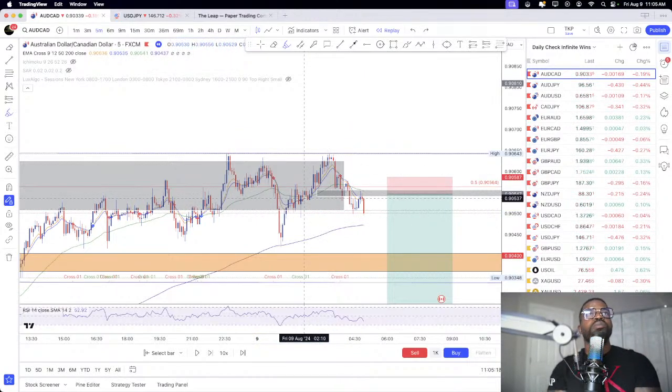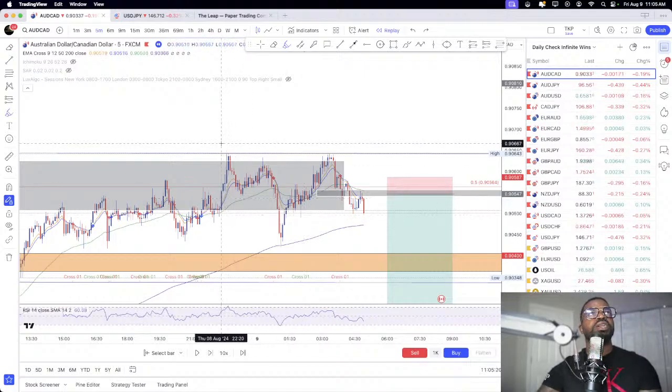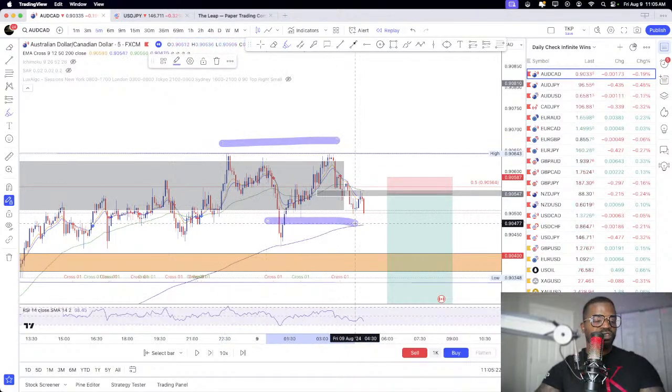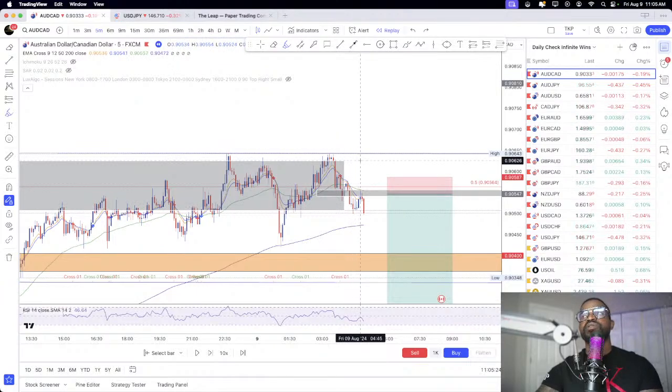Price has to make that move to capture that money that's hidden, okay? So this, I believe, will be a liquidity grab before price turns around to continue to break those highs.